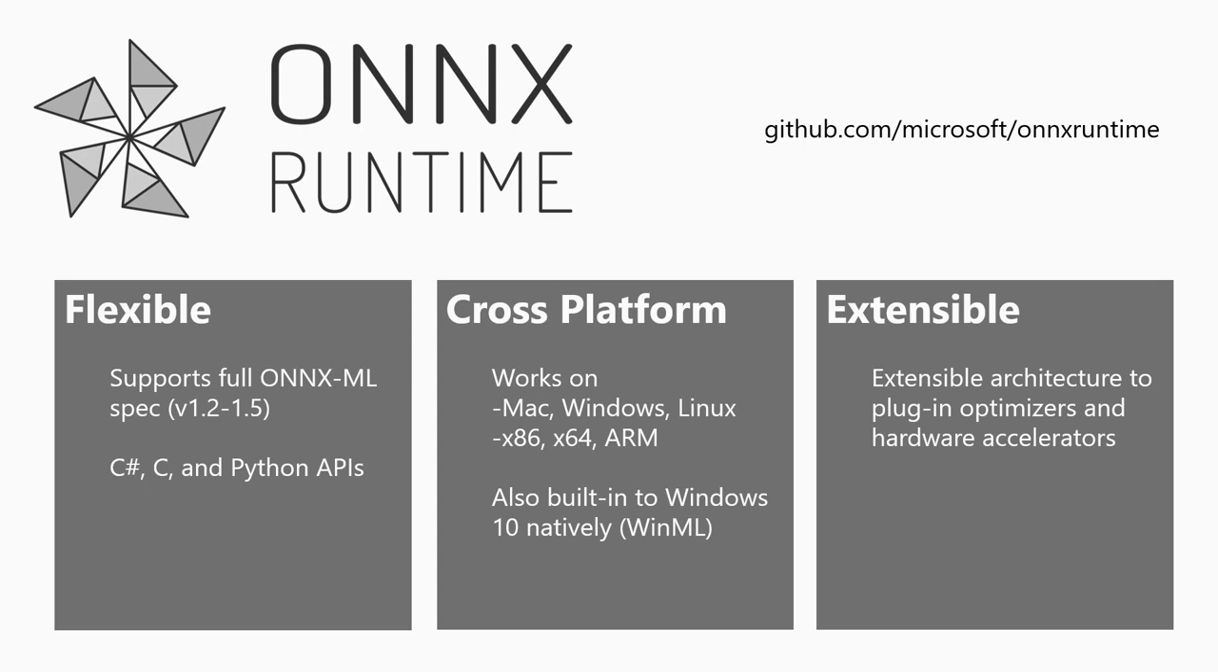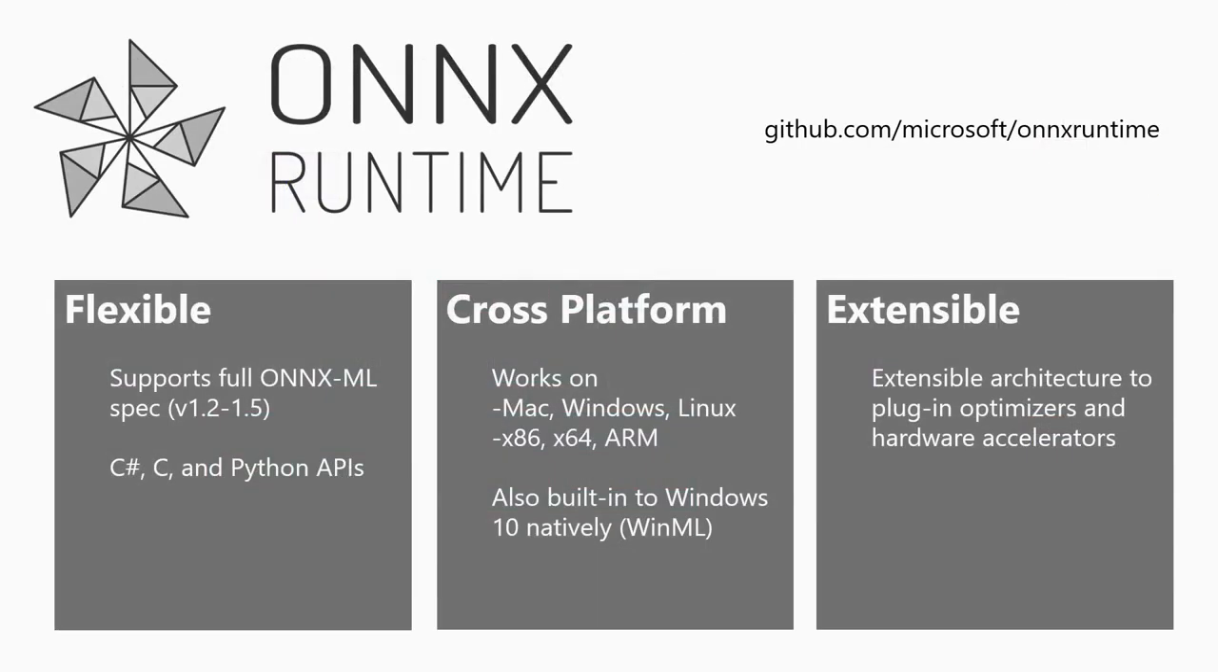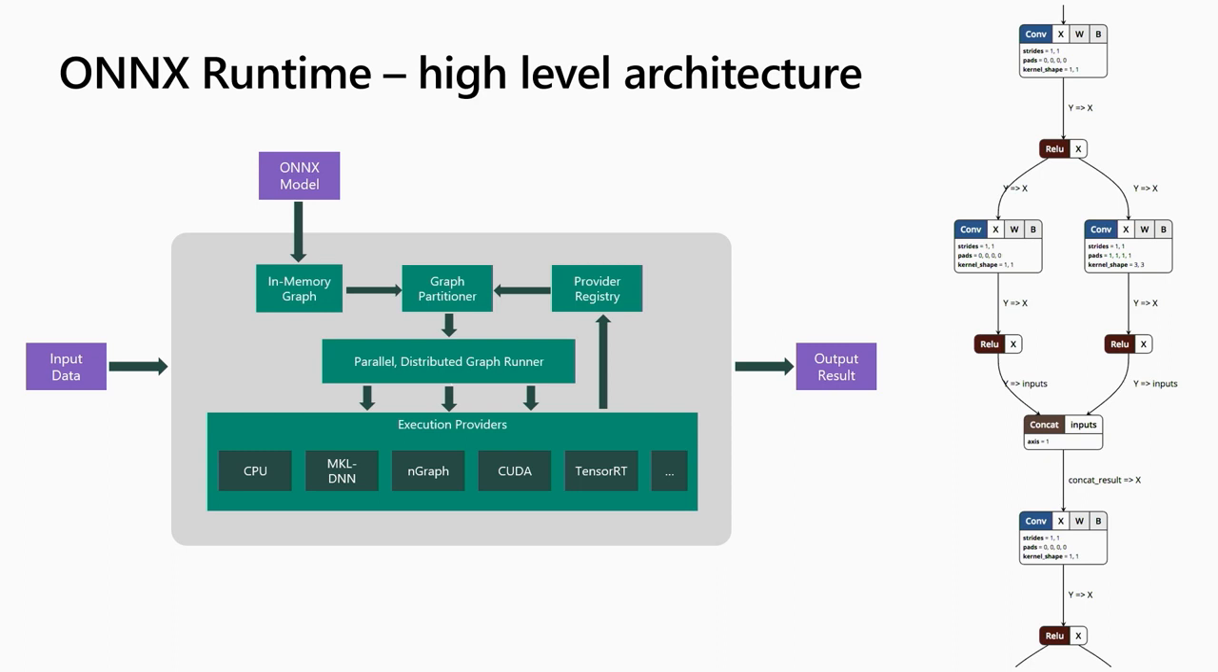The ONNX Runtime is an open source inference engine for ONNX models. It is available across a variety of platforms: Mac, Windows, as well as Linux. It runs on x64 as well as ARM-based architectures. And additionally, the ONNX Runtime is part of the WinML engine that is available in Windows.